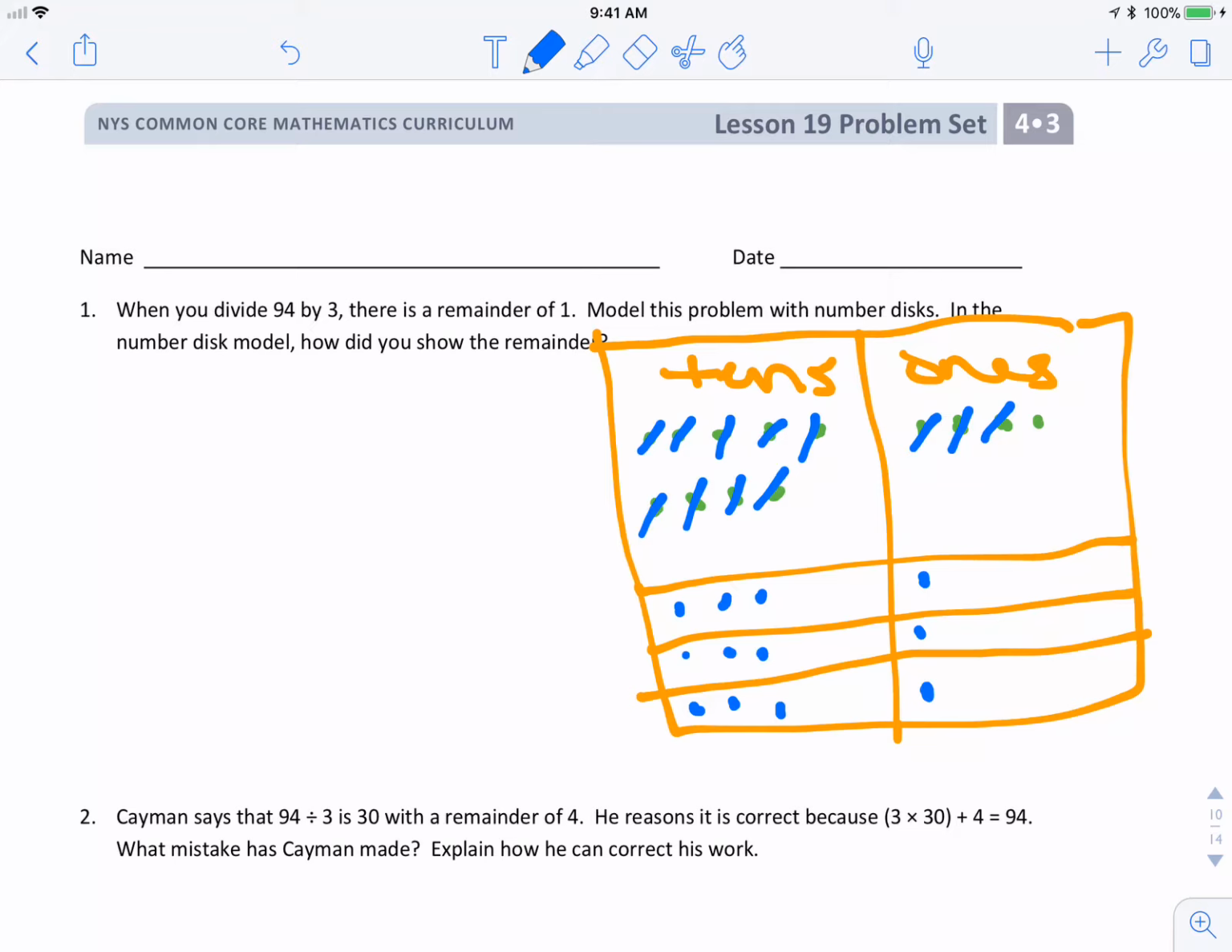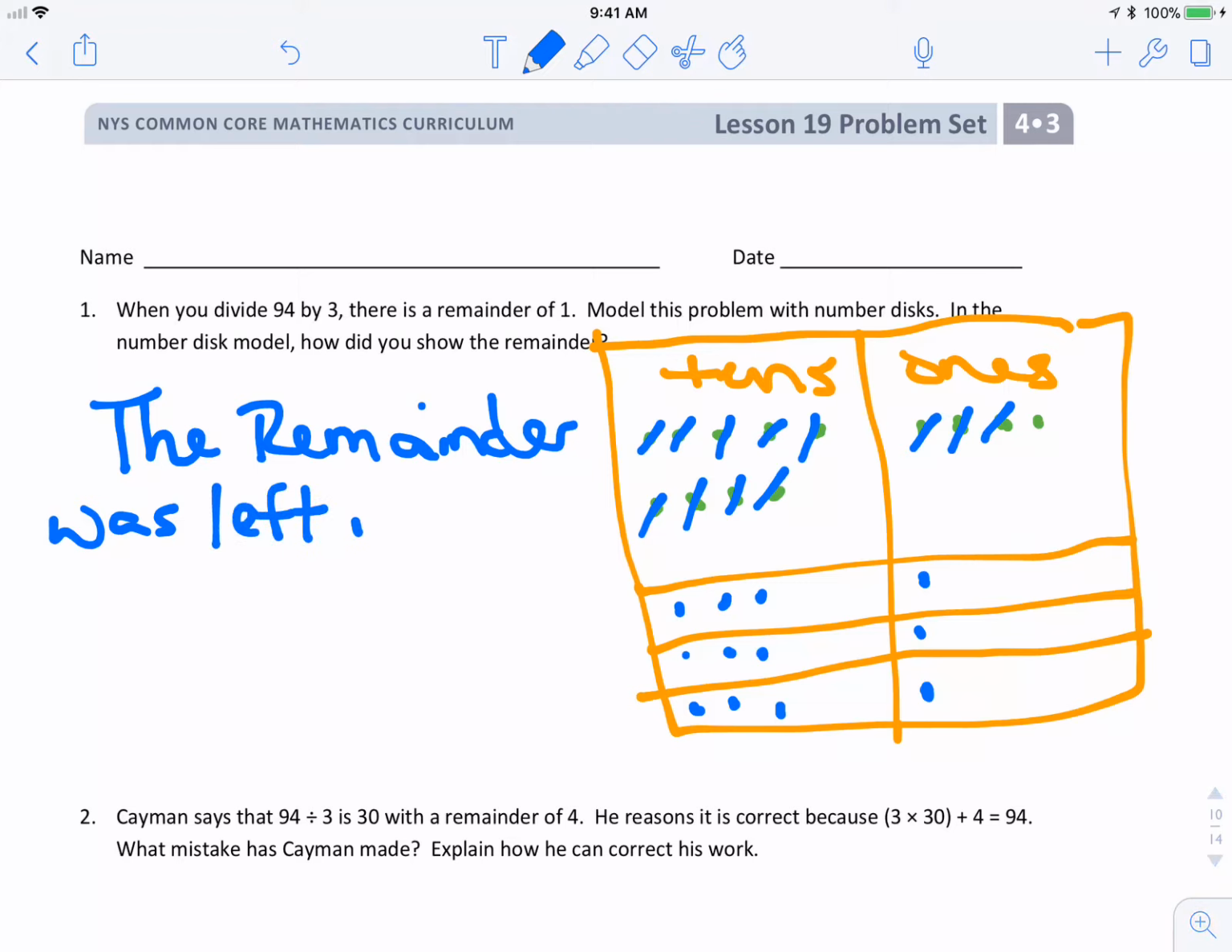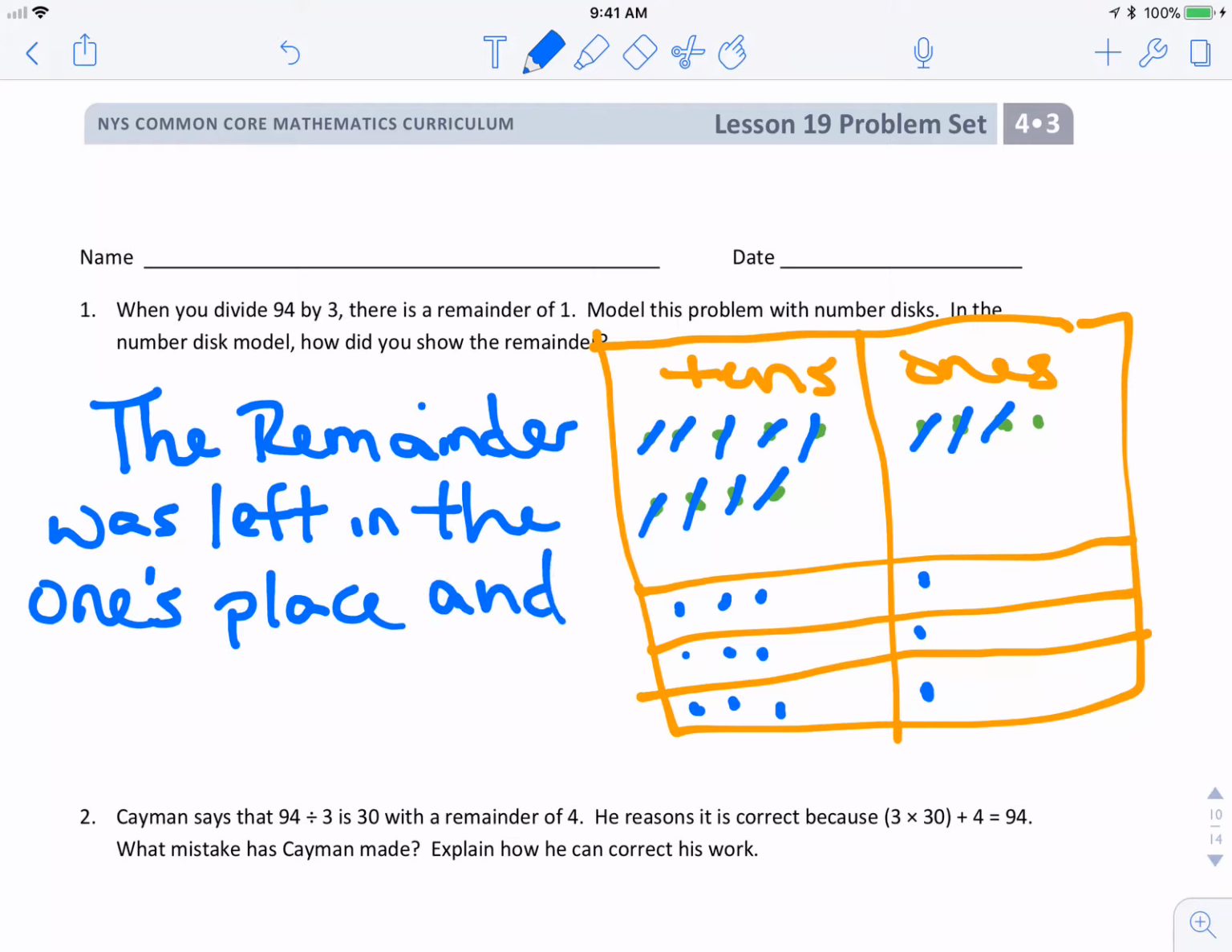So, how did you show the remainder? We divide 94 by 3, there is a remainder of 1. In the number disc model, how did you show the remainder? Okay, the remainder was left in the ones place and not crossed off.